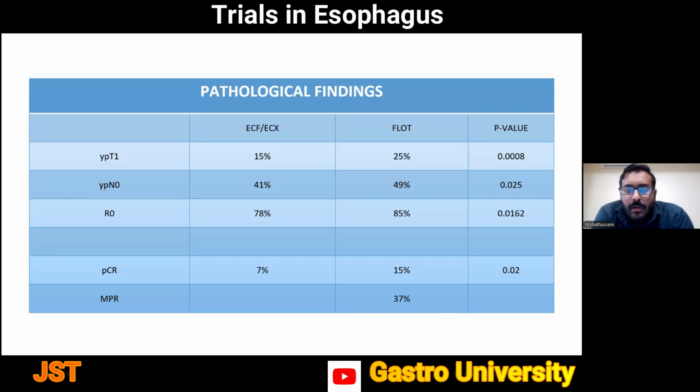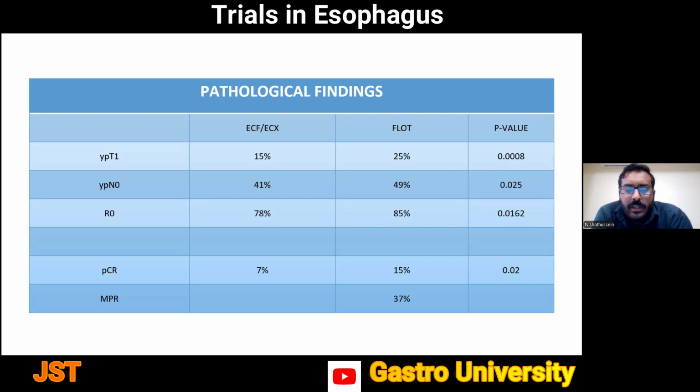Patients in the FLOT group had 25% T1 disease compared to 15% in the ECF-ECX group. Similarly, more node negative disease in the FLOT group, 49% versus 41%. And a greater number of patients in the FLOT group were able to undergo R0 resection, 85% versus 78%. And this was clearly statistically significant with the p-values given.